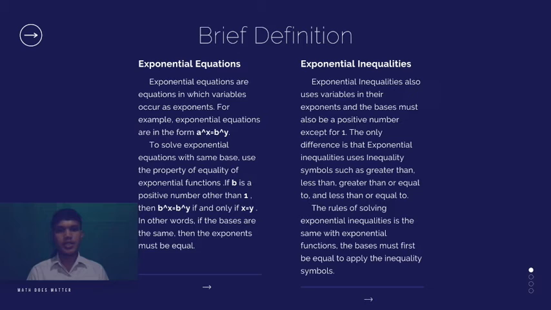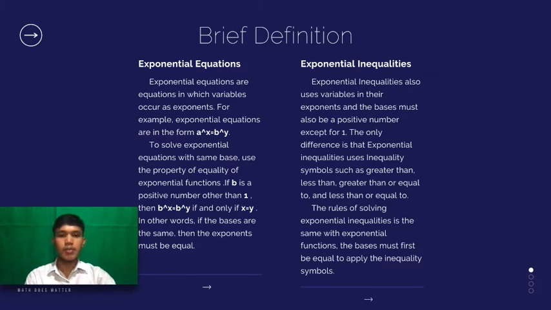To solve exponential equations, we must use the property of equality in exponential functions. So if b, or the base, is a positive number except for 1, then b raised to x is equal to b raised to y if and only if x is equal to y. In other words, if the bases are the same, the exponents must also be the same. This also applies in exponential inequalities. If the bases on both sides are equal, then the inequality symbol will also apply to the exponents of both bases. For example, if 3 is less than 3 raised to 2x plus 1, then we can now equate the exponents of both bases into x is less than 2x plus 1.